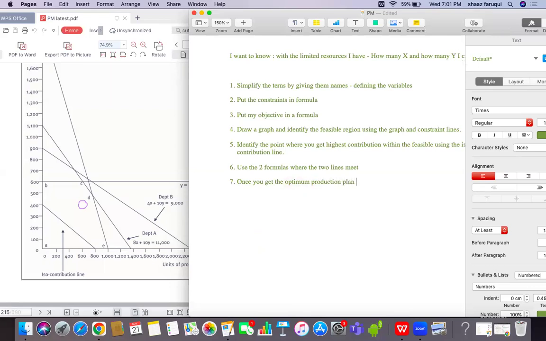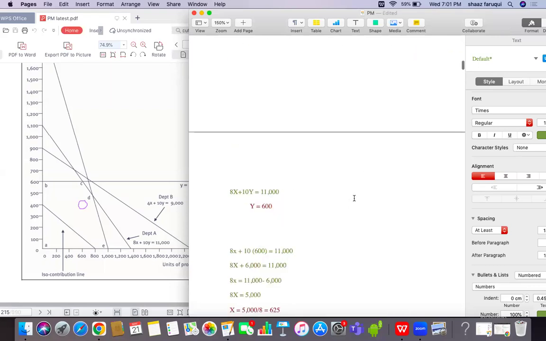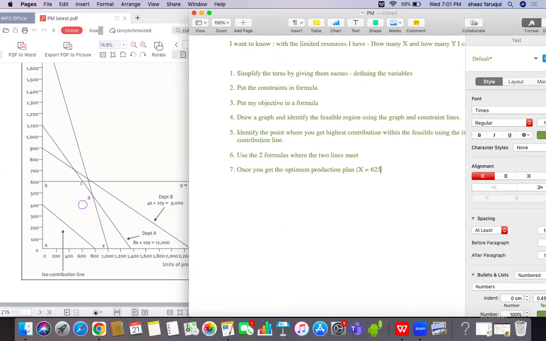Therefore, the final step is, once you get the optimum production plan, in my case, how many Xs am I making? 625. How many Ys? 600. This is the best plan. Based on my limited resources, I should make 625 Xs and 600 Ys. Obtain the optimum production plan.